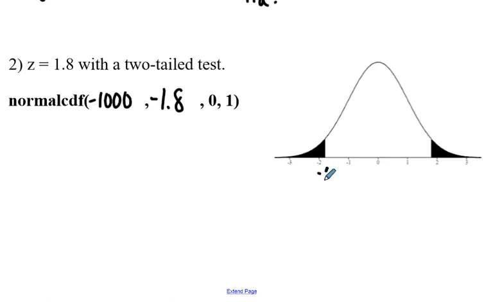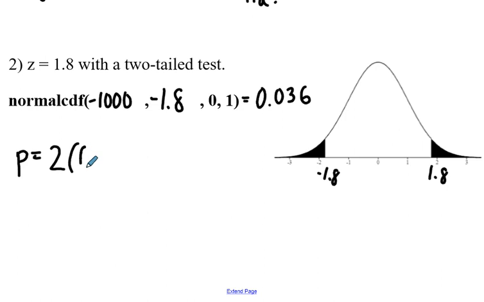For the left bound, this is negative 1.8, or for the left tail. For the right tail, this is positive 1.8. I run that in the calculator, and I get that this is an area corresponding to a probability of 0.036. If I double that, so the total value would be 2 times that, because it's got two tails, 0.036.